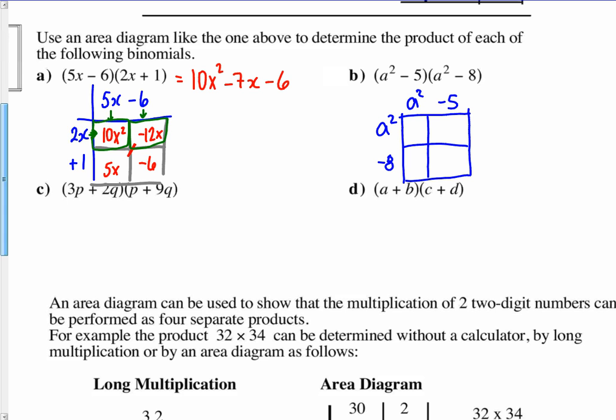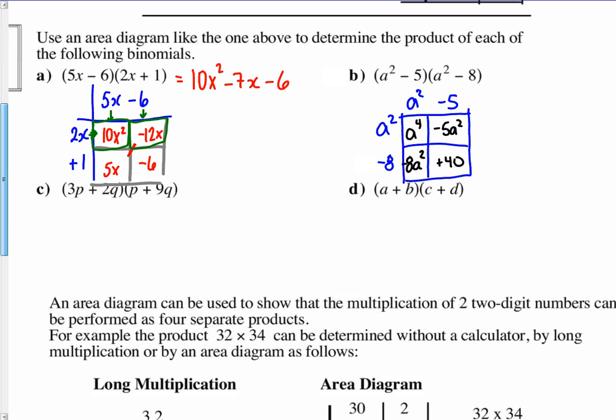Okay? A squared times a squared. A to the 4. Good. We add the exponents. Negative 5 times a squared. Negative 5a squared. And now we have a squared times negative 8. Negative 8a squared. And then negative 8 times negative 5, positive 40. Good.